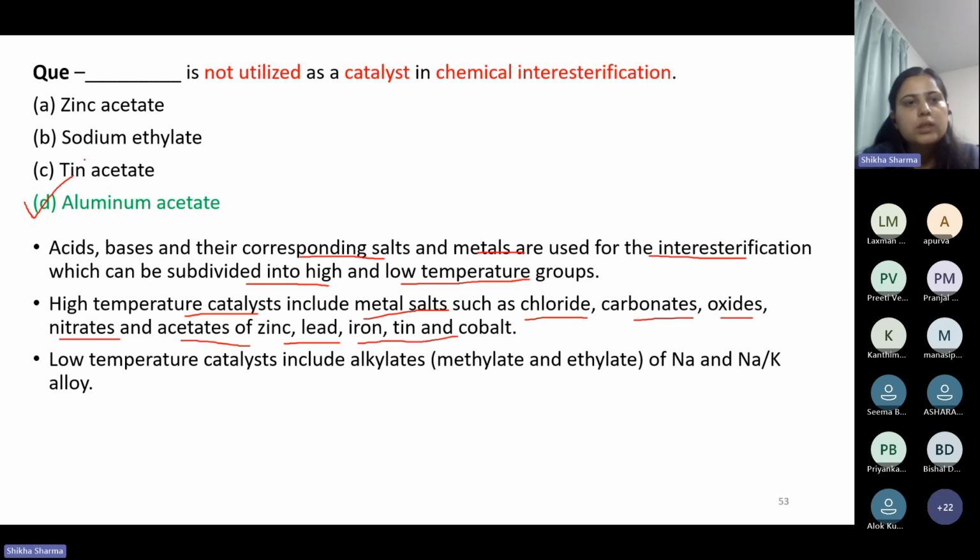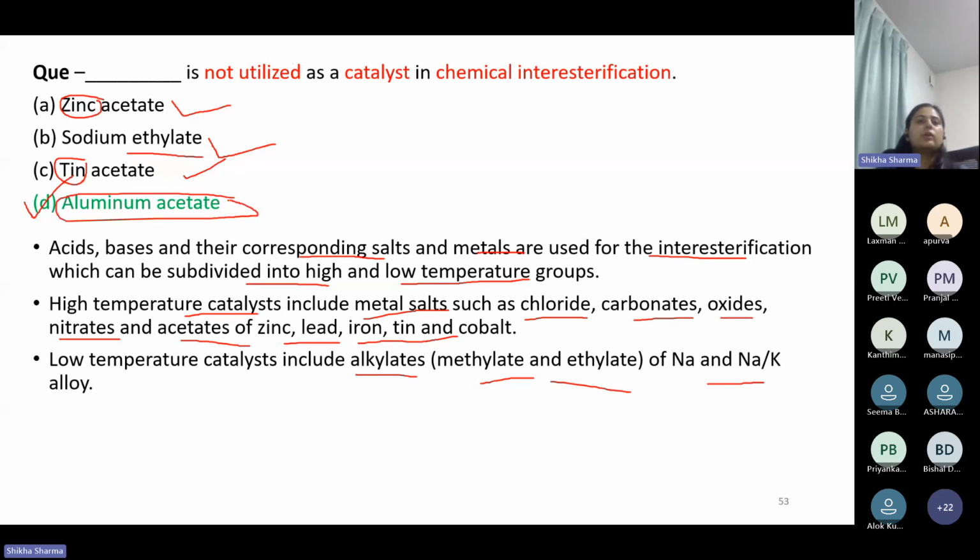So this is tin acetate, and we have zinc acetate. They are usually used as high temperature catalysts. Low temperature catalysts include alkylates like methylate and ethylate of sodium, and sodium or potassium alloy. So this is sodium ethylate, a low temperature catalyst. Only aluminum acetate cannot be utilized as a catalyst in the chemical interesterification process.